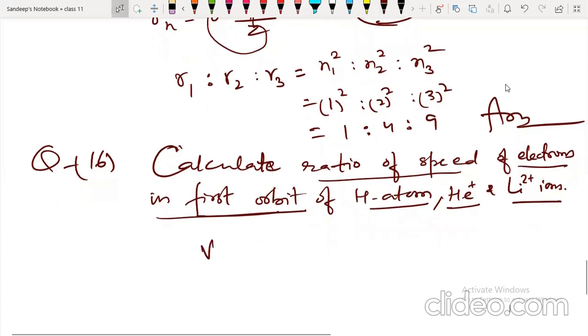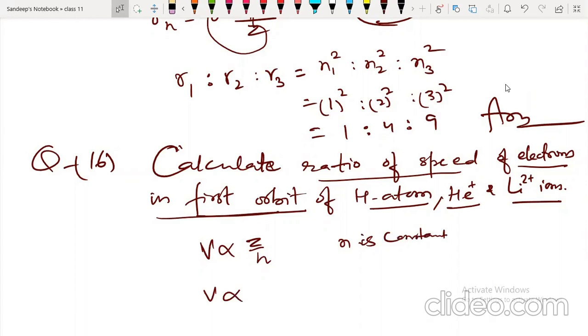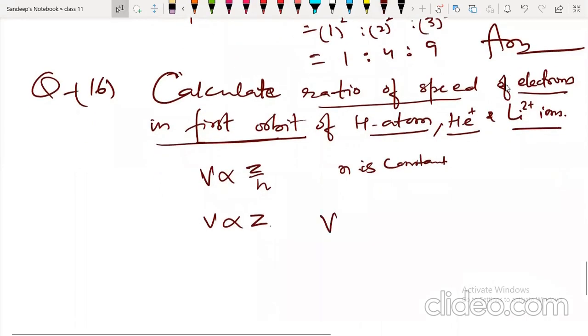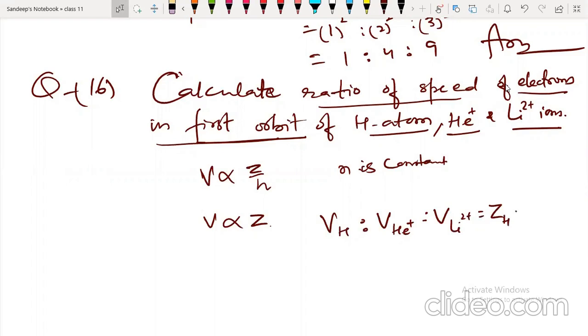See, the speed is directly proportional to z by n. So n is constant here because they are asking for the first orbit. So speed is directly proportional to z, the atomic number. So now you have to just know the atomic number of these species. So hydrogen is to helium plus is to lithium 2 plus is simply Z hydrogen is to Z helium plus is to Z lithium 2 plus, that is 1 is to 2 is to 3. Answer.